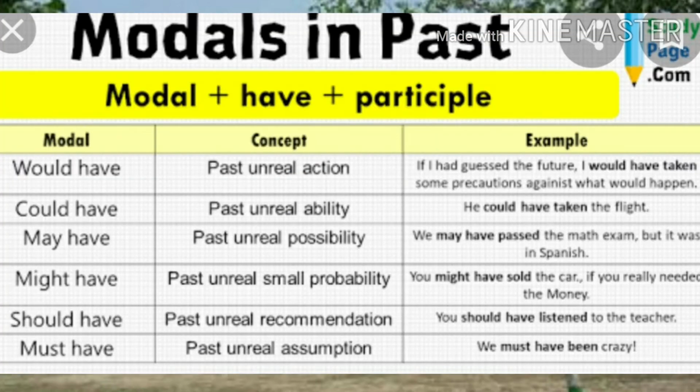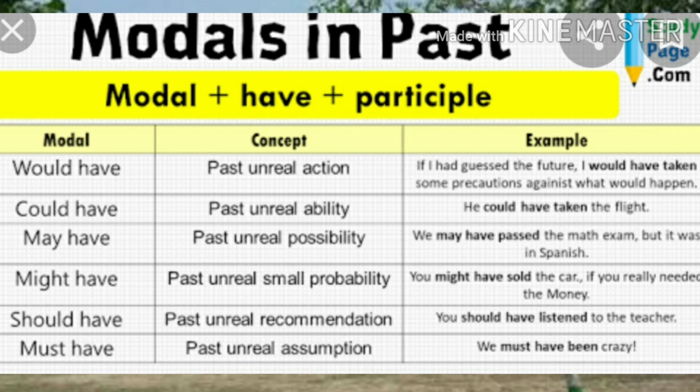Modals in past. Modals plus have plus participle. For example, would have, could have, may have, might have, should have, must have. All these are the forms of modals which is used for past. That is, would have, past, unreal action. Okay, what is it? Past, unreal action. If I had guessed the future, I would have taken some precaution against what would happen.